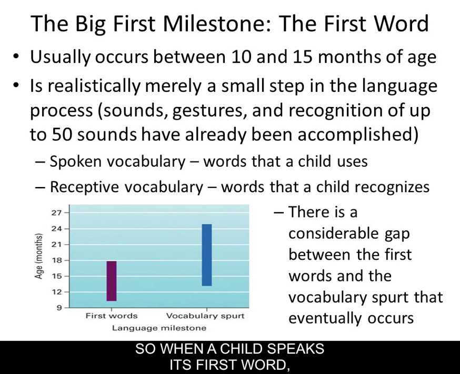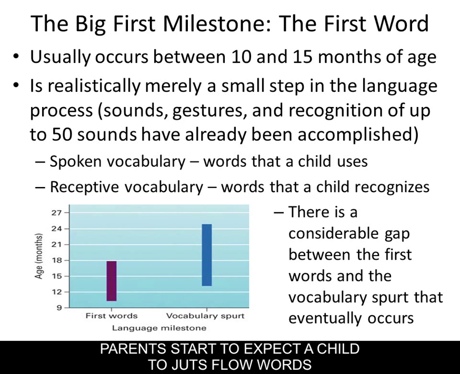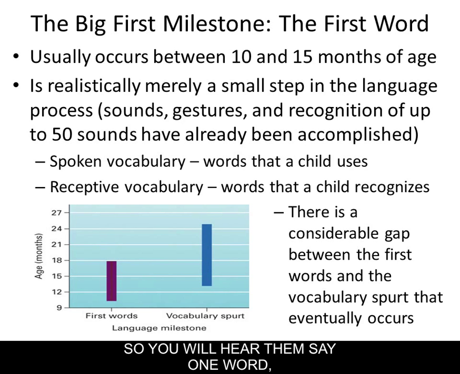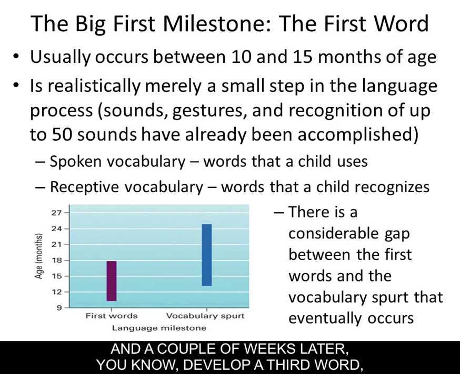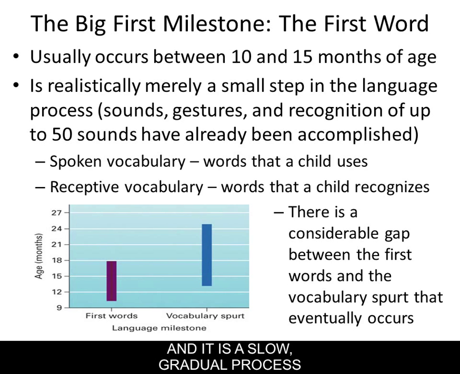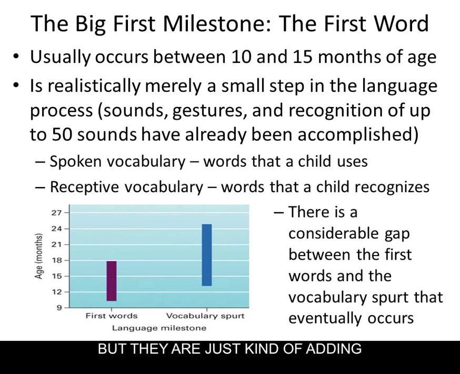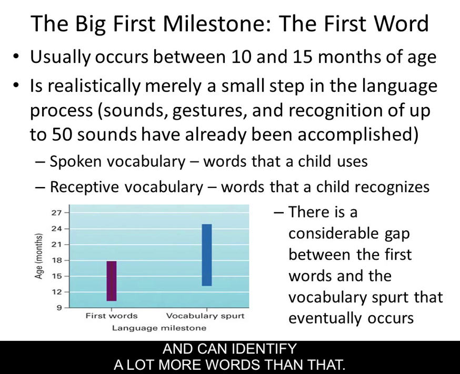So when a child speaks its first word, most of the time just getting lucky in its babbling, parents start to expect the child to just flow words out of their mouth. But some development has to take place. You'll hear them say one word, and then a couple of weeks later maybe say another word, and a couple of weeks later develop a third word. It's a slow, gradual process of growing in vocabulary. They don't say 2 or 3 words in a row in strings yet, but they're adding to what they're capable of saying, even though they know and can identify a lot more words than that.